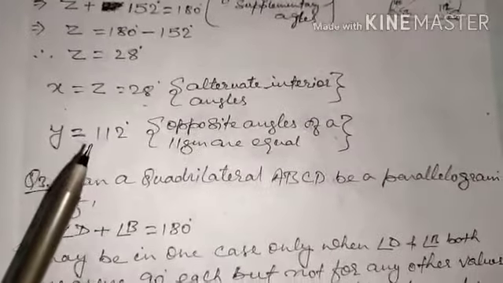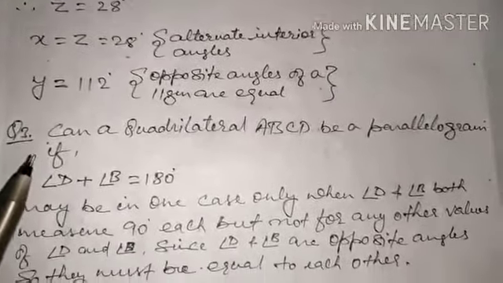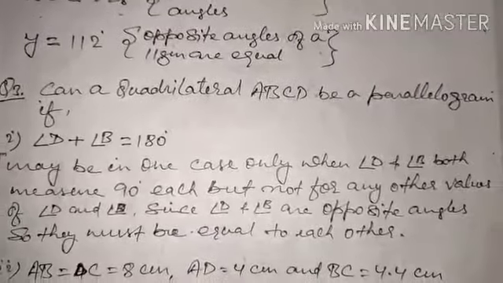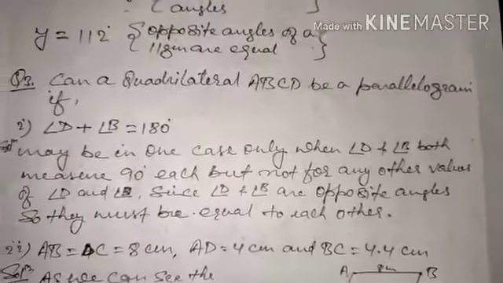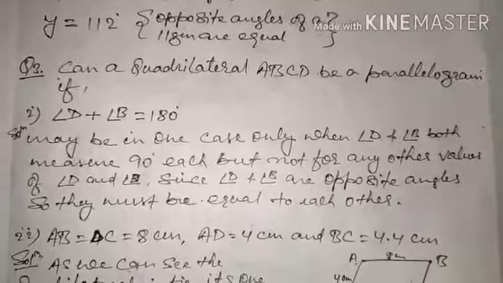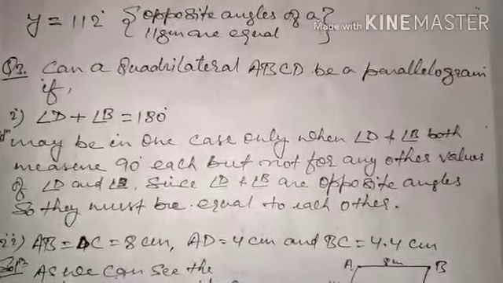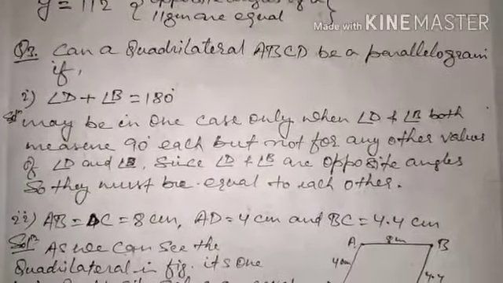Okay, so we have solved this question. Now let us move on to another one. So here is the question: can a quadrilateral ABCD be a parallelogram if? So now we have to check whether the given quadrilateral is a parallelogram or not if the conditions are given.